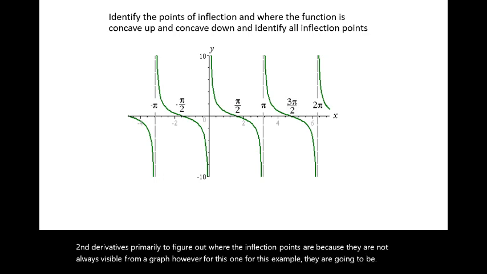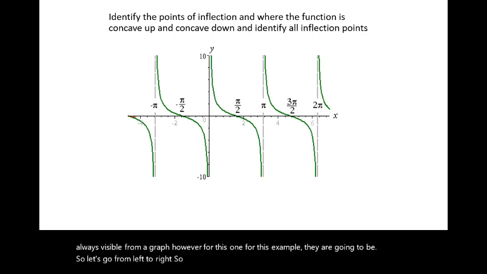So let's go from left to right. So for this first part of the graph here, see how it is curving slightly downward? That means it is concave down.